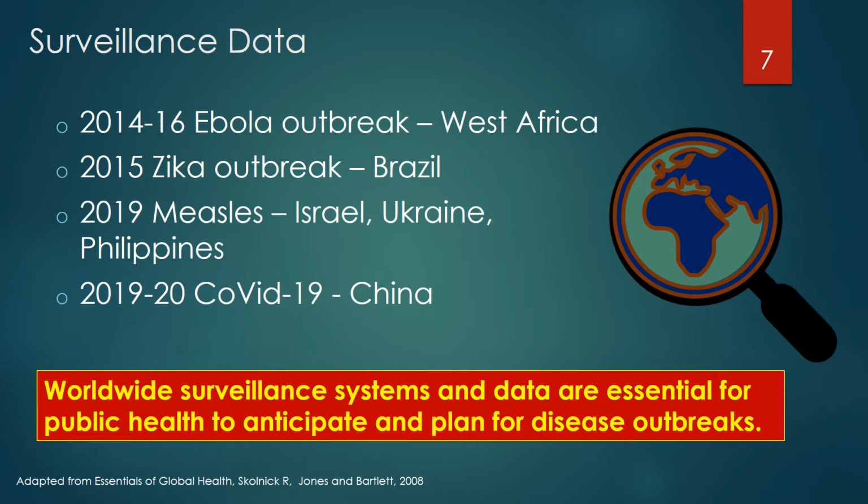All states develop plans to monitor and address potential cases from international travel. The 2019 measles outbreaks in Israel, the Ukraine, and the Philippines. In the United States, Washington State, Oregon, and Georgia were significantly impacted by that outbreak. Once again, all states developed plans to advise and monitor travelers from those countries.